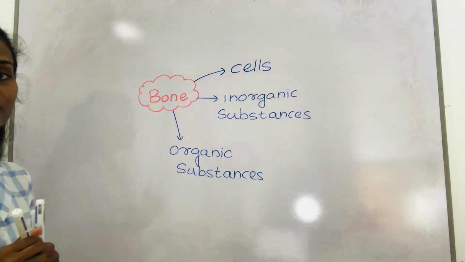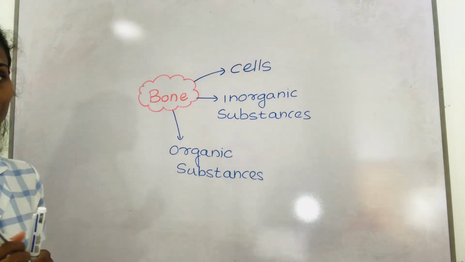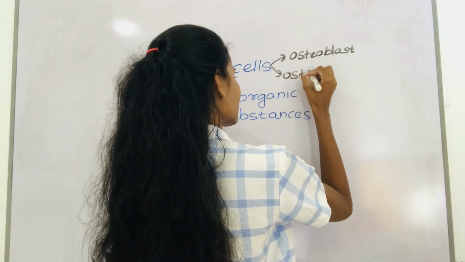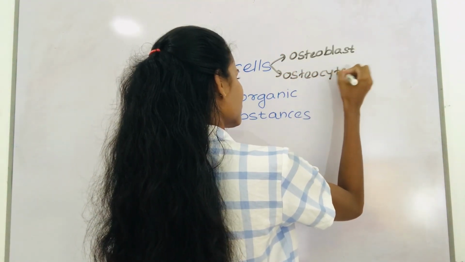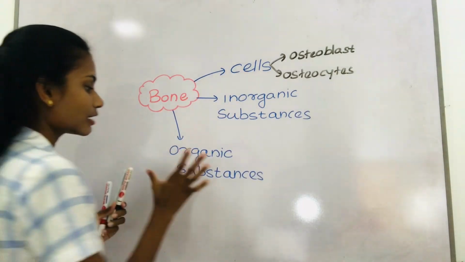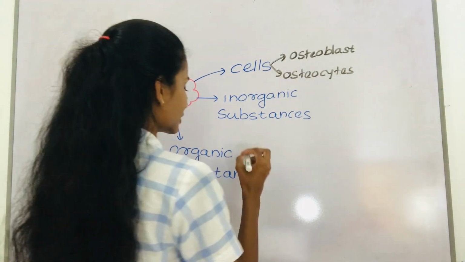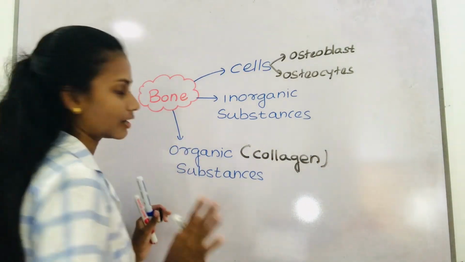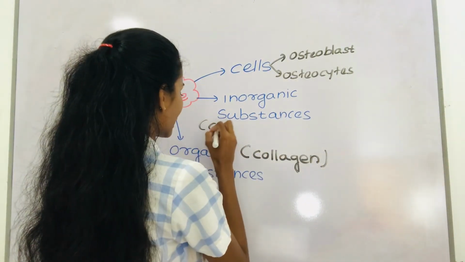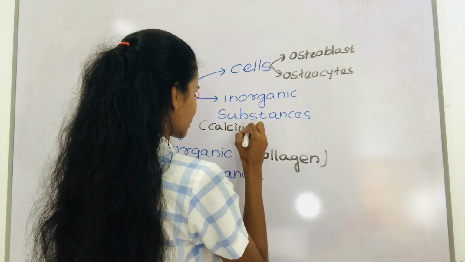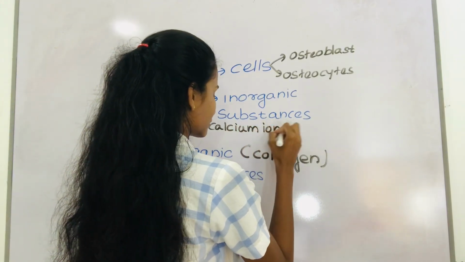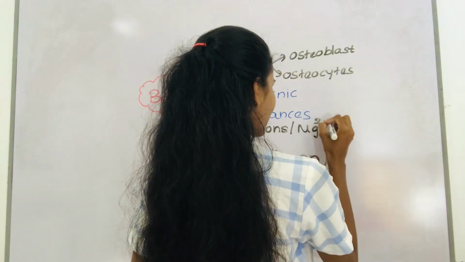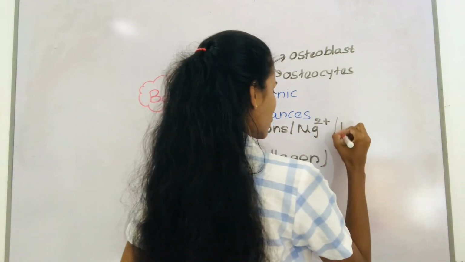Two types of main cells in the bone tissue are osteoblast and osteocyte. An example of an organic substance is collagen. Inorganic substances are calcium ions, magnesium ions. I will write down like this, phosphate ions.